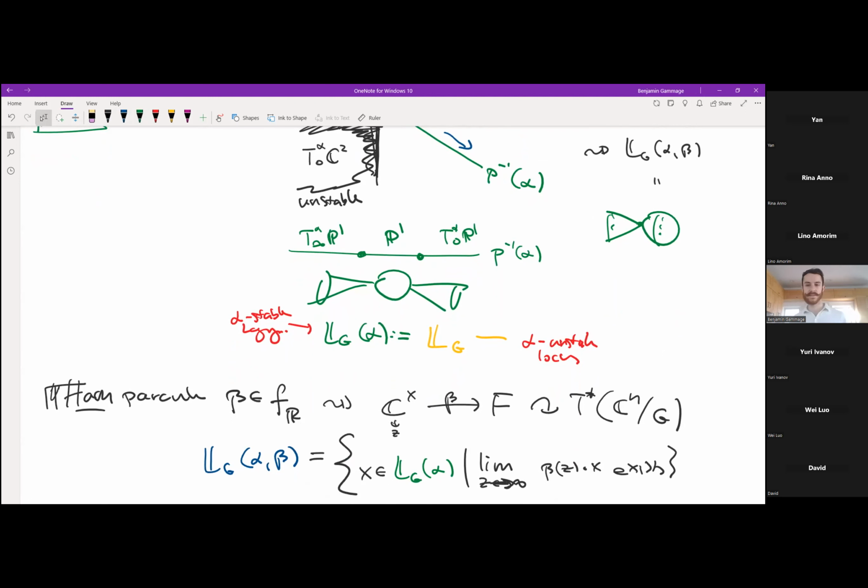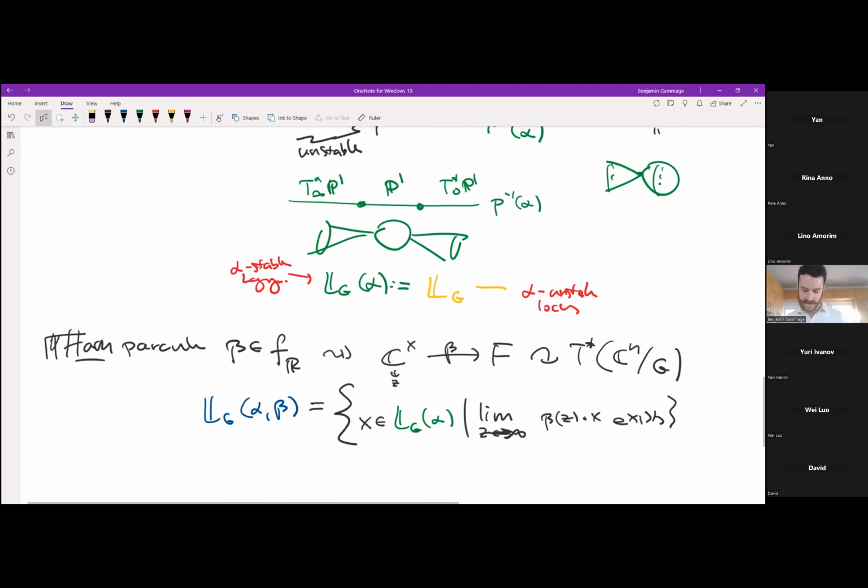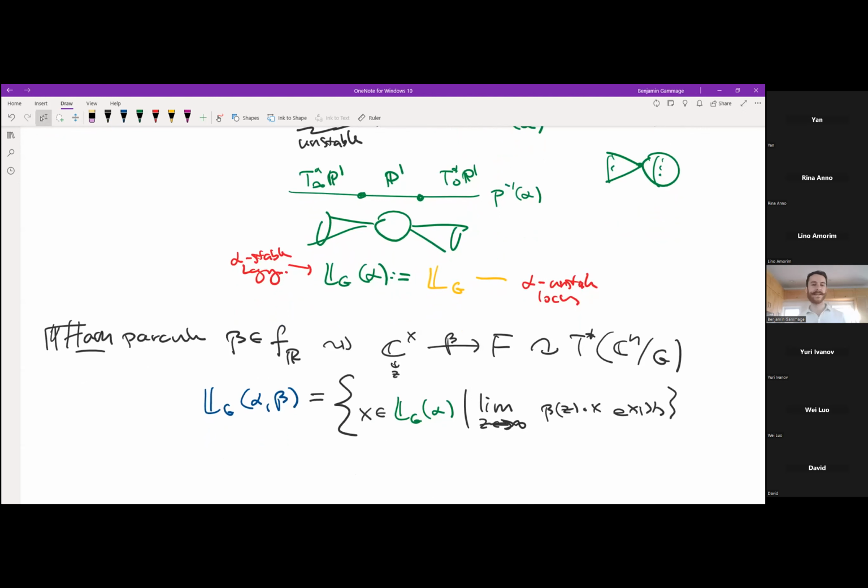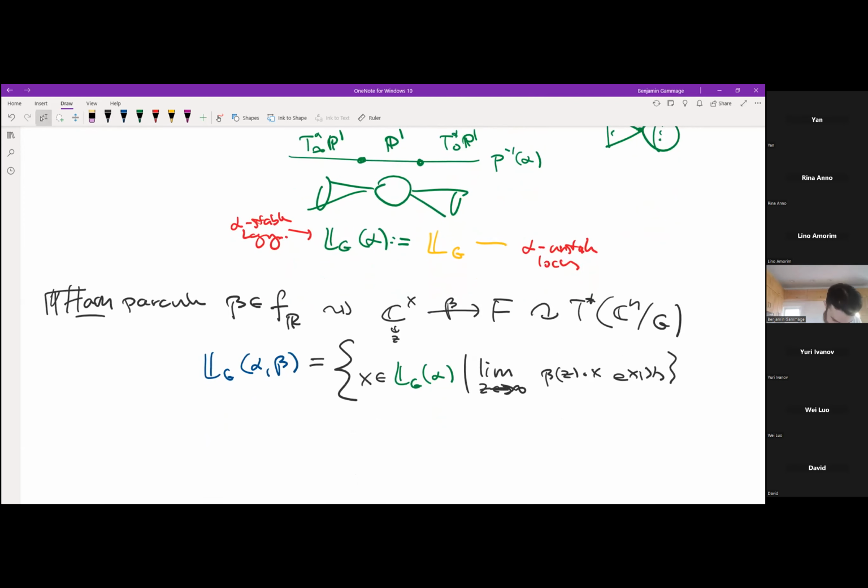My perspective on this is that I get varieties on both sides. I impose these parameters alpha and beta. These are what the physicists call the FI parameter and the mass parameter, and I end up with this thing. There are more sophisticated ways to say it, maybe I won't get into it right now. But this is also, let me say, the skeleton. This is the category O skeleton.